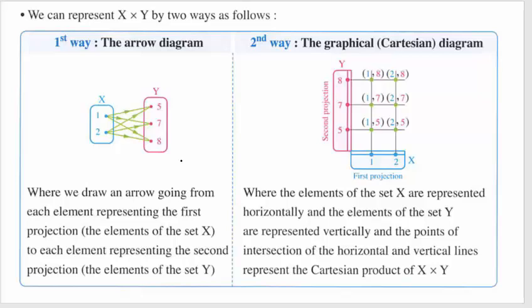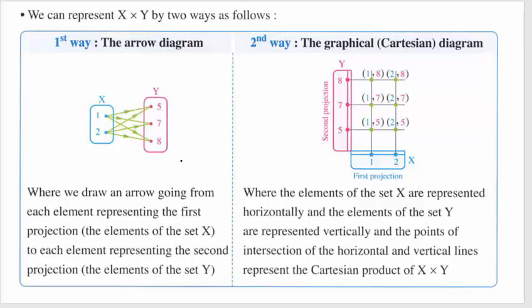I said 1 and 8, I will join an arrow from 1 to 8, and the same with the number 2. The second method, or the second way to represent X product Y, is called the Cartesian diagram, or the graphical diagram. What is the meaning of the Cartesian diagram?